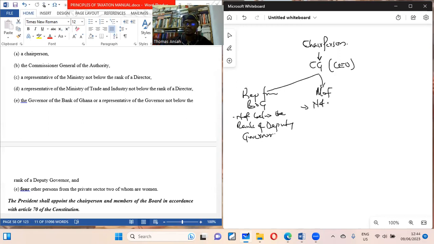You see, not below the rank. If you check our public sector system, I think we have the minister, the deputy minister, we have the chief director. All right. So then also another one from the Ministry of Trade. So the Ministry of Trade too will have the same, not below the rank of what? A director. So that is what you see. So Bank of Ghana, Ministry of Trade, Ministry of Finance, all right? And these form what, five.